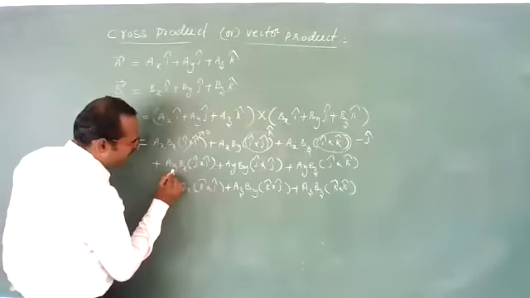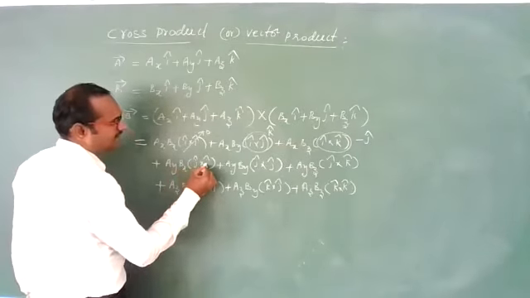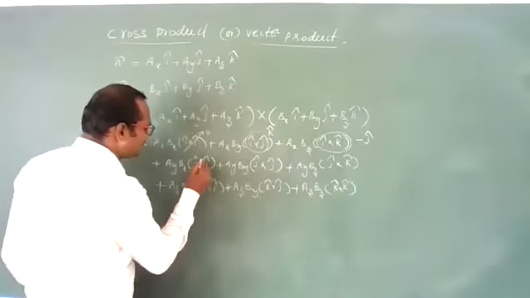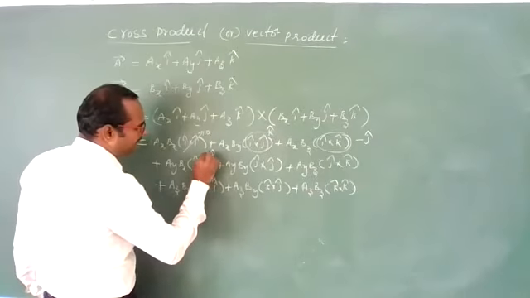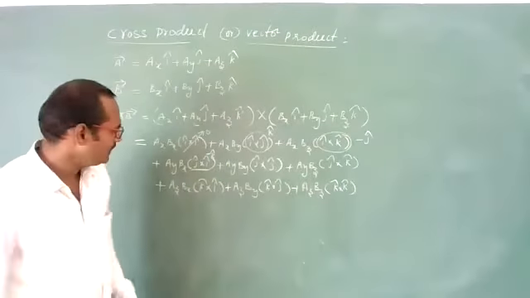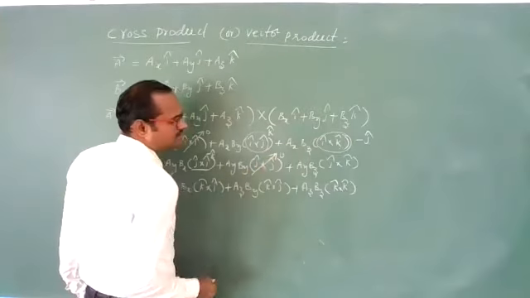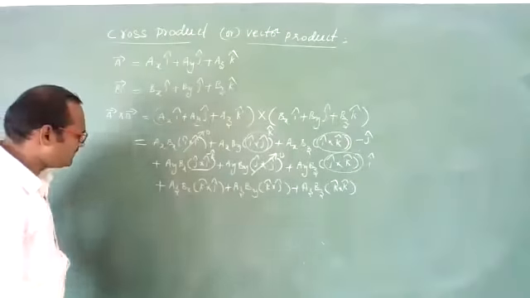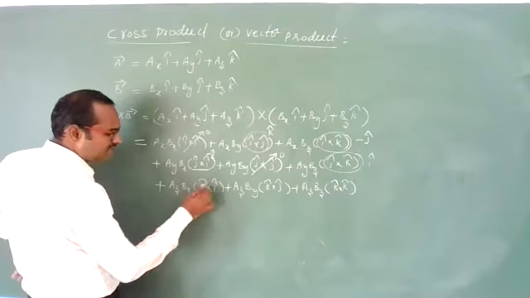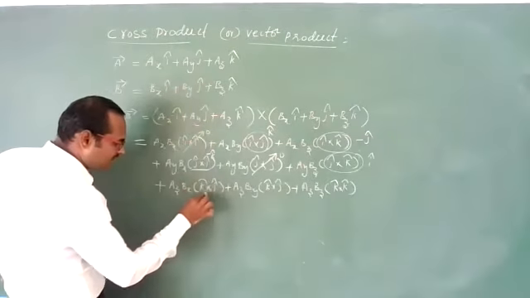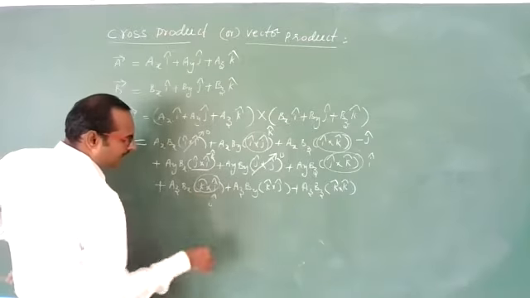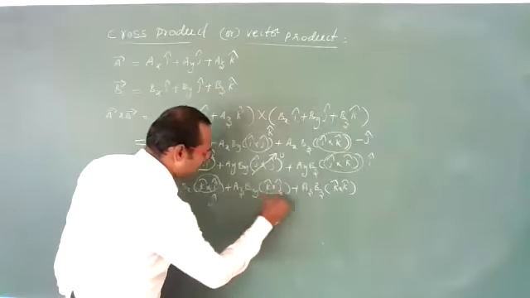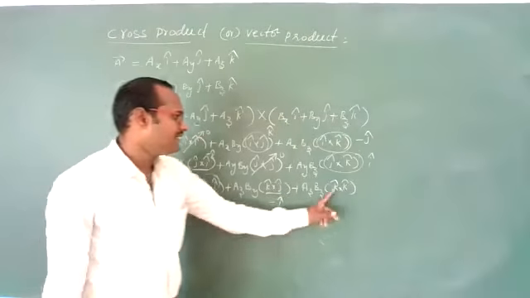Next. Ay, Bx. J cross I. It is also in reverse order. So you will get minus K cap. Here you will get minus K cap. J cross J, 0 it is. J cross K, yes, here you will get I cap. J, K is I. Next here, K, I. Yes, it is in order. I, J, K, K, I. Means here you will get J cap. Here K, J. No, the order is missing. So here you will get minus I. K, K, 0.